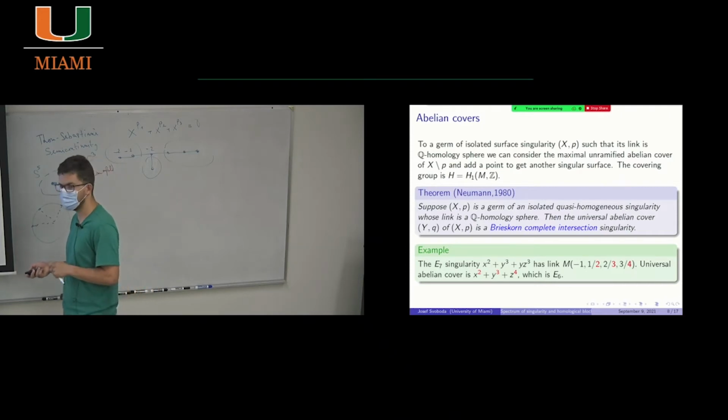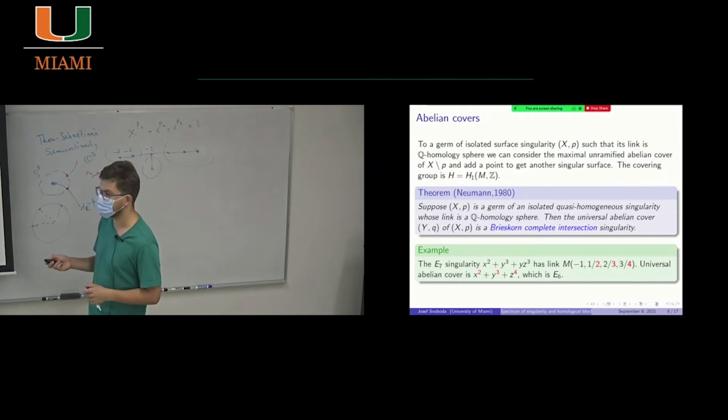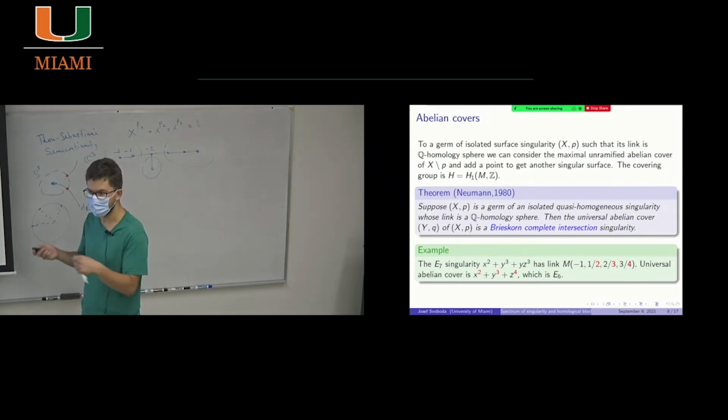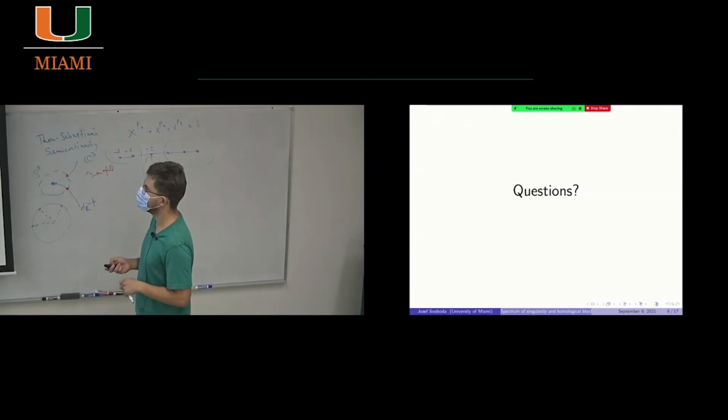Similarly, if you start with E6, you get D4. If you start with D, you get A, etc. And if you start with E8, you get E8, because this H1 is trivial. So it's already its own universal abelian cover. Okay, so these are the abelian covers.